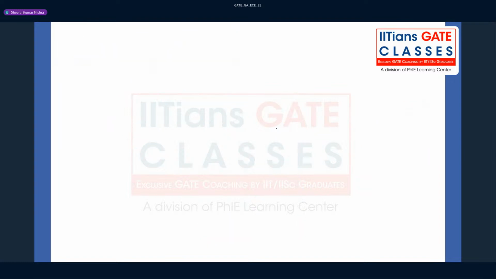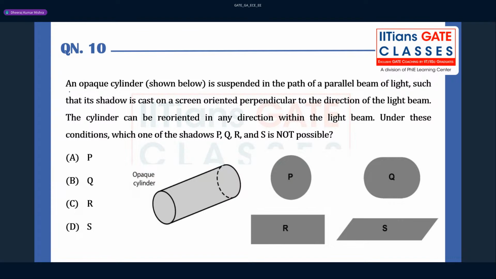Fine. So now question number 10, guys, we are going to solve, and this is also a very good question. The opaque cylinder is suspended in the path of a parallel beam of light. So it is hanging, some sort of cylinder, and some beam of light is there. The shadow is cast on the screen oriented perpendicular to the direction of the light beam. The cylinder can be reoriented in any direction, right? It is a hanging cylinder, so you can orient it any way.